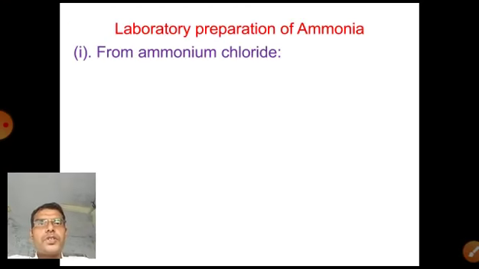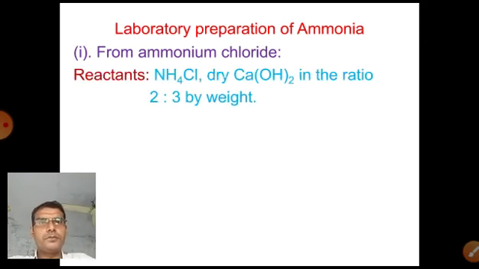Now next, the laboratory preparation of ammonia. In the laboratory, ammonia can be prepared from ammonium chloride and from metal nitrides. But preparation of ammonia in the laboratory from ammonium chloride is the best and most common method.